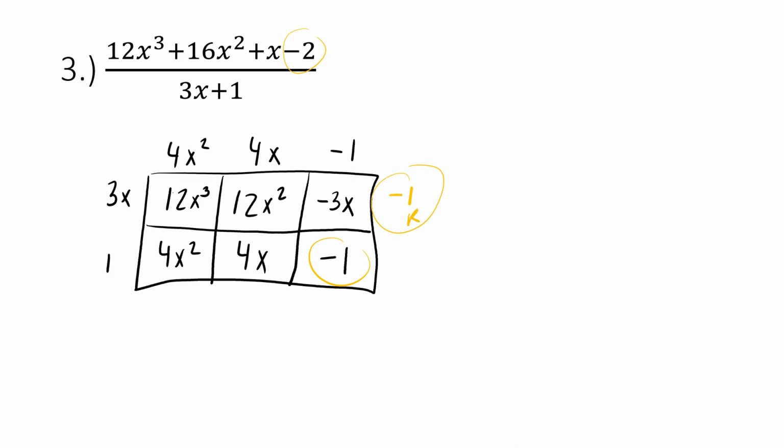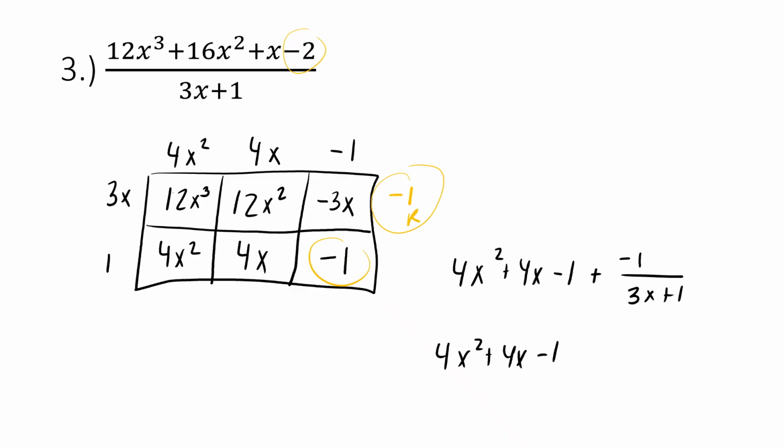So my final answer would be 4x squared plus 4x minus 1 plus -1 over my divisor, which is 3x plus 1. Or if you prefer to write it with the minus sign instead of the plus and negative, that is also correct. You don't have to write it both ways. Just pick whichever is your favorite way, or whichever way your teacher requires, if your teacher has a preference. All right, on to the next.